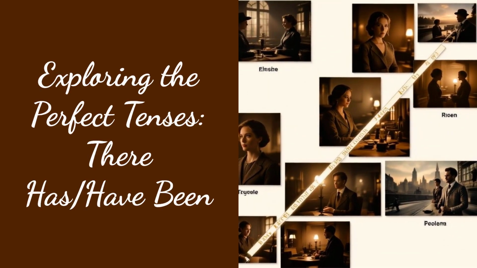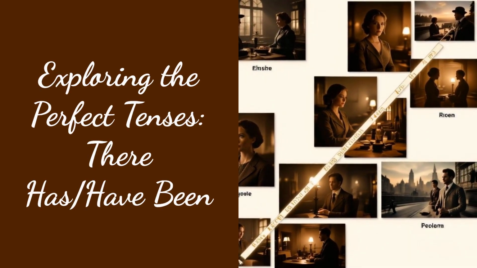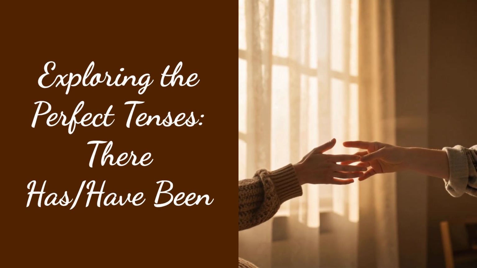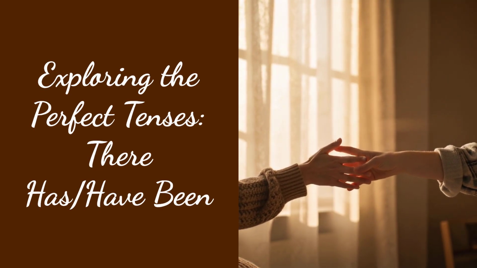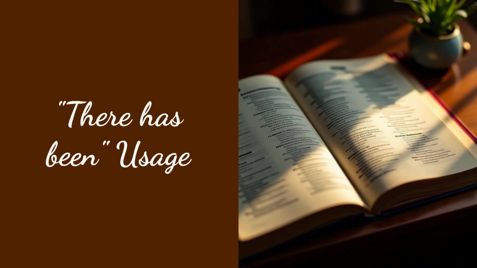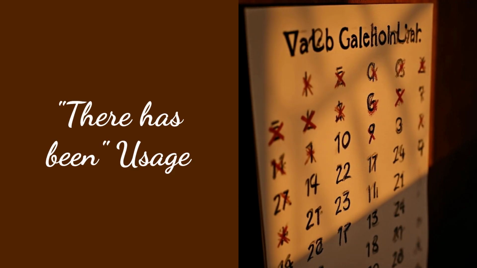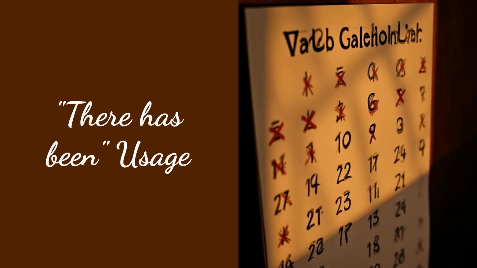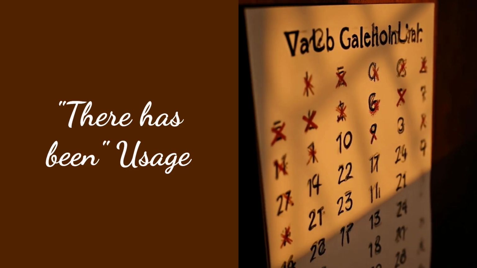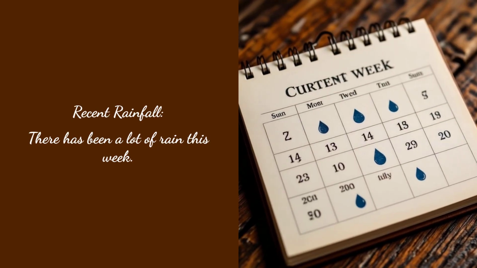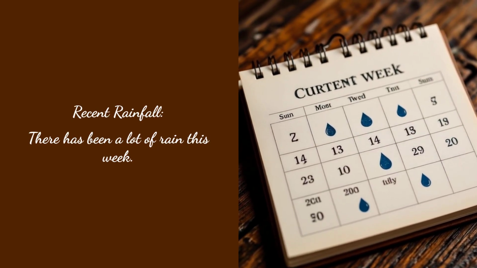These phrases are used to discuss actions or states that started in the past and continue up to the present moment. They connect the past to the present. There has been is used for singular nouns or uncountable nouns. It indicates something that began in the past and has continued, or had an effect until now. This form emphasizes a continuous or recent past event. For example, there has been a lot of rain this week. The rain started in the past and is still relevant to the present week.